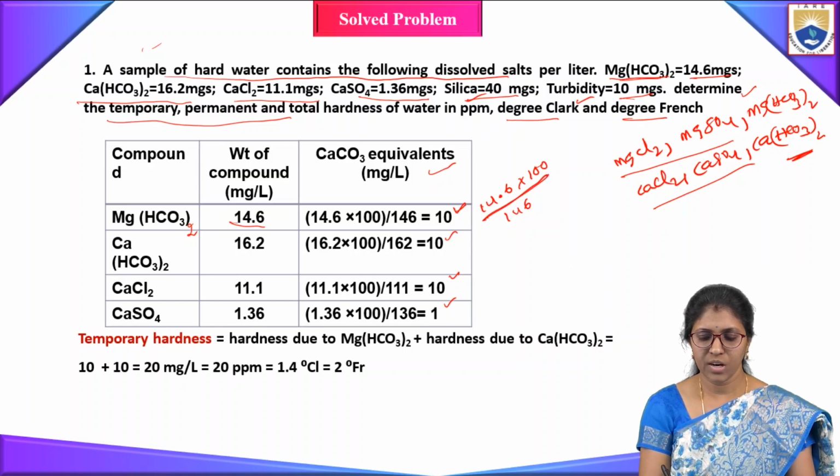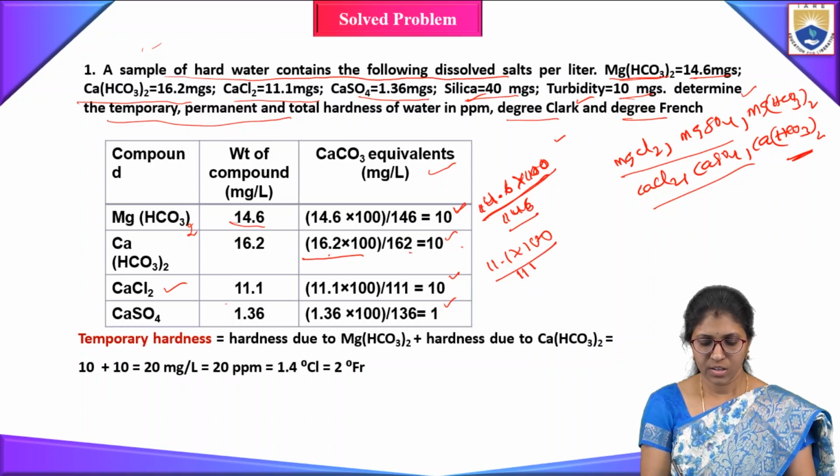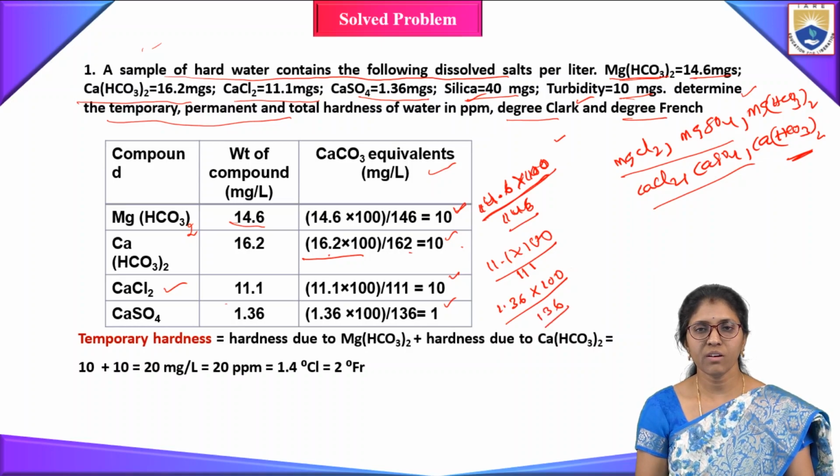For this formula, we use the amount of hardness causing salt into 100, the molecular weight of calcium carbonate, divided by the molecular weight of the hardness causing salt. So for calcium bicarbonate, 16.2 into 100 by 162, we will get 10. For calcium chloride, 11.1 into 100 by the molecular weight of calcium chloride, which is 111. For calcium sulfate, the amount is 1.36, the molecular weight of calcium carbonate is 100, and the molecular weight of calcium sulfate is 136.